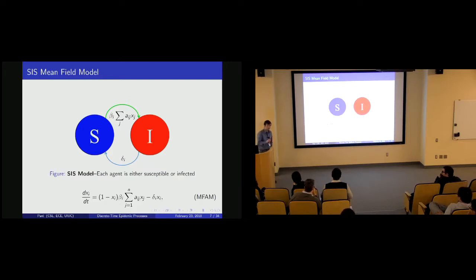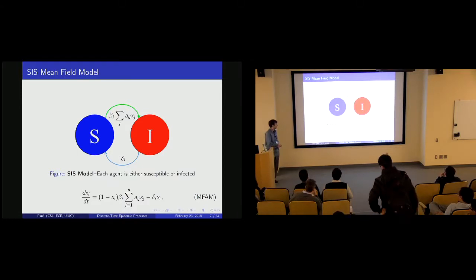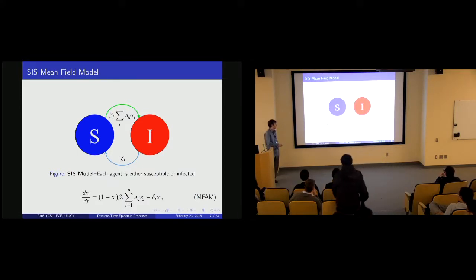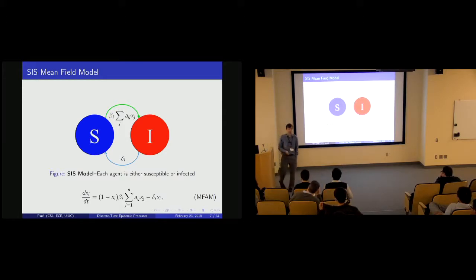So the state is the probability of being infected, or if you think of i as a subpopulation, it's the proportion of that subpopulation that's sick. And so it's negatively affected by the healing rate and positively affected by how susceptible you are, your infection rate, how sick your neighbors are, and how you're connected to them.